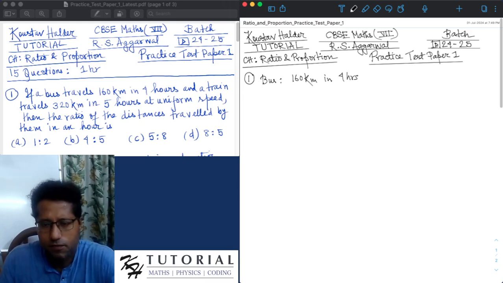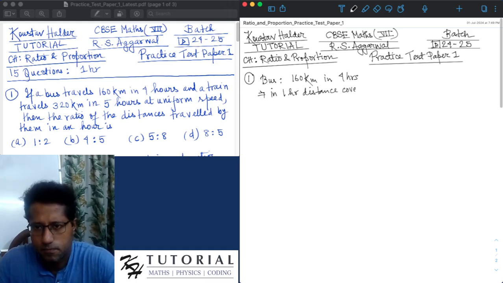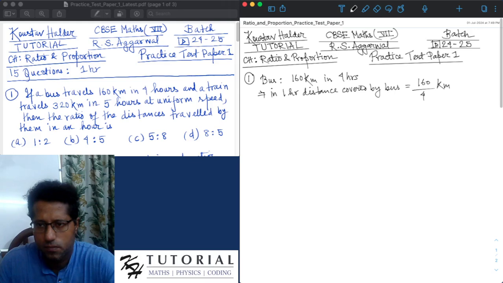So if the bus travels 160 km in 4 hours, this implies that in 1 hour distance covered, this is unitary method, in 1 hour distance covered by bus will be equal to 160 divided by 4 kilometer. This is 40 kilometer.